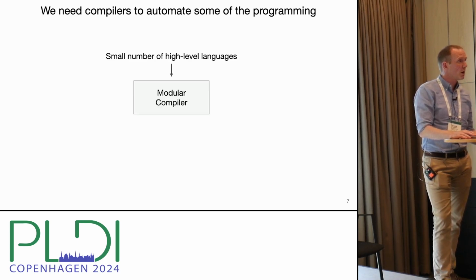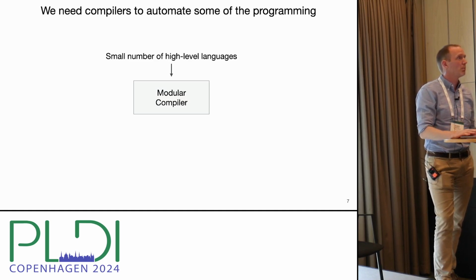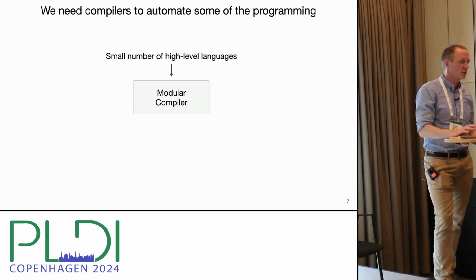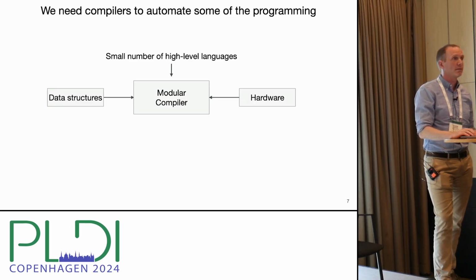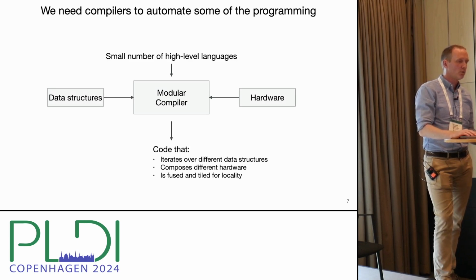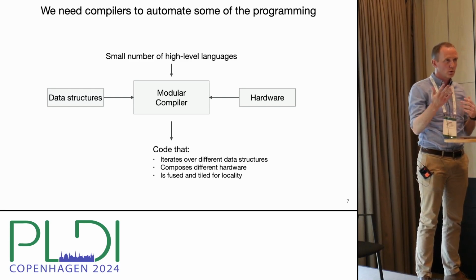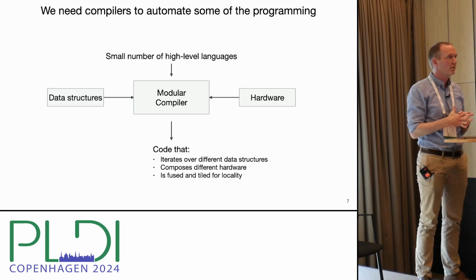We need a modular compiler infrastructure where the same compiler infrastructure can work on different types of languages in this small family and also be portable across all the different architectures I just showed. Not just CPUs and GPUs, but also data flow architectures, specialized TPUs, systolic arrays, and distributed machines. We need to be able to plug in hardware as we build different hardware, and plug in different data structures, as we've seen. And then we need to be able to generate code that iterates over different data structures and composes different hardware, so you can use the different hardware resources you have available to you.